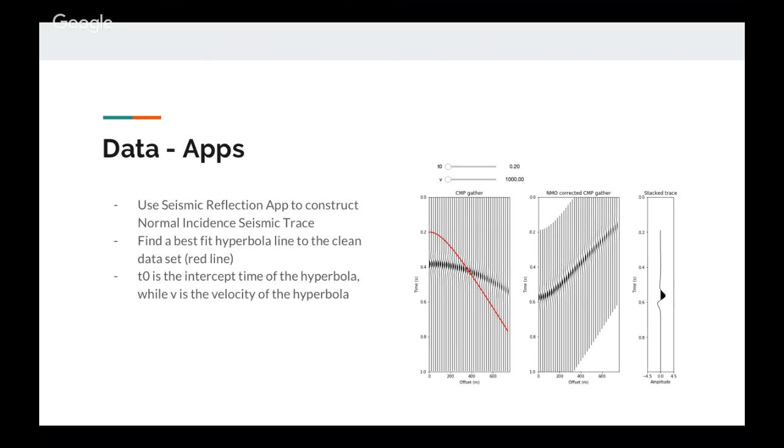Then using that, we could take a look at the seismic reflection app and also construct a seismic trace in which you would fit a line. You can find the intercept time to see how long it would take for that reflection to hit that oil layer and the boundary and come back, to see hopefully the extent of where the reservoir extends to.